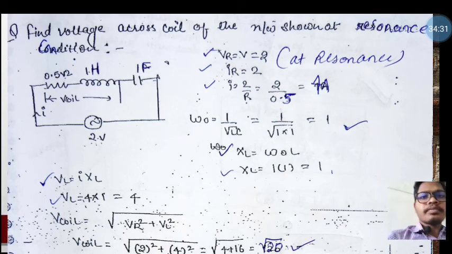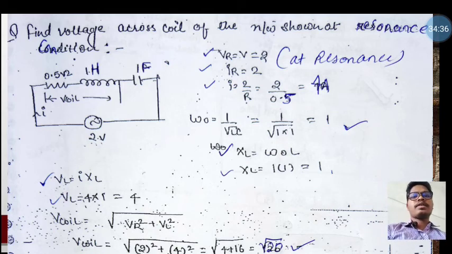Now take one problem related to the series RLC resonance. In this case, a voltage of 2 is given, with the current flowing, resistance value 0.5 ohm, inductance 1 Henry, and capacitance 1 farad. The voltage across the coil is asked. So voltage across the resistance is equal to the total voltage, that is 2, and IR is equal to 2, so the current is 2 divided by R. R value is given, that is 0.5, so we will get 4 ampere.